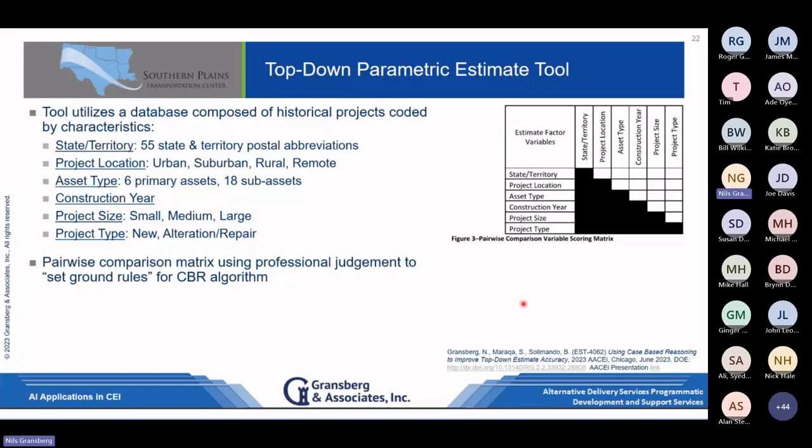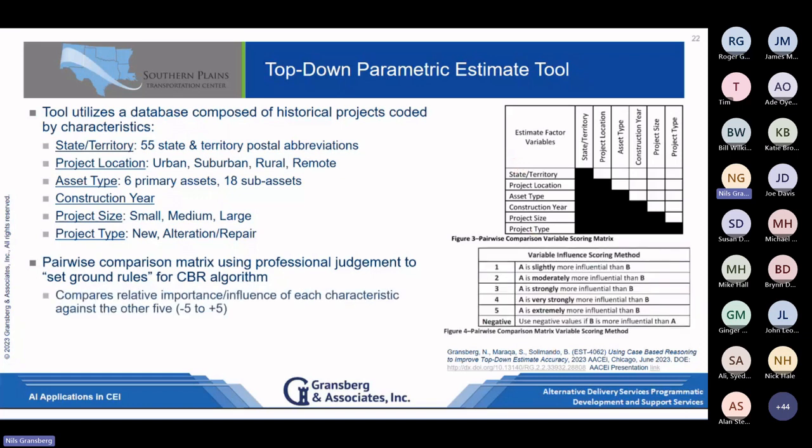Essentially, the pairwise comparison is a matrix where we're using some professional judgment to set ground rules for our case-based reasoning algorithm. Now, if I used a deep learning algorithm here, I could have it tell me what those are, and generate them with statistics as opposed to professional judgment. But professional judgment gets you there without having to do that. So all we did was go through and rank, comparing each factor to the other 5 factors for relative importance: is it slightly more influential, moderately, strongly, whatever, from 5 down to -5. And then we just have those rankings in there.